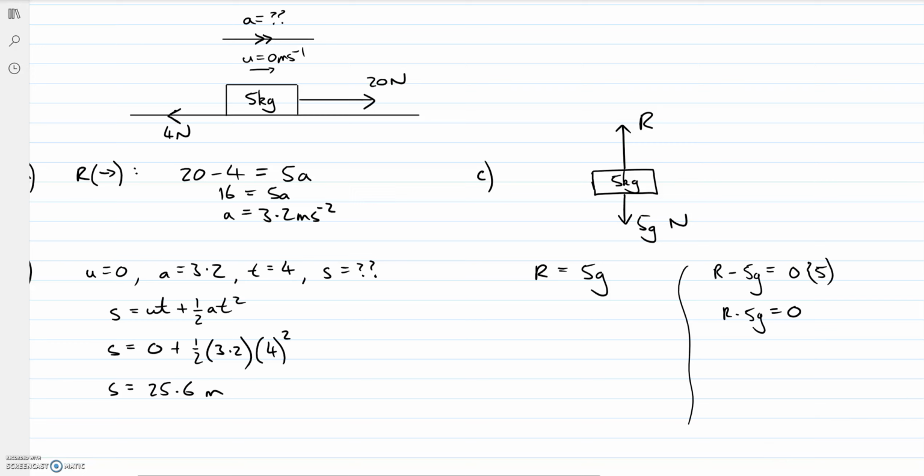You can think of it like that, kind of, which is the same as thinking of it a little bit more like part A. But the forces are balanced, so R must be 5G. So R will be 5 times 9.8. So R will be 49 newtons, and that's our normal reaction force.